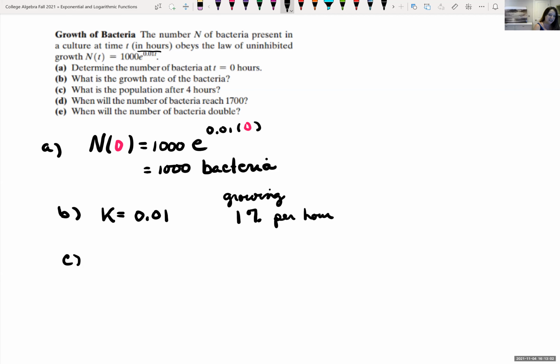So what's the population in 4 hours? We just want to use our formula for n of t, which we're given, and we're going to plug in 4 wherever we see t. And so this is equal to 1,000 e raised to the 0.01 times 4 in that exponent. So we're taking 1,000 and multiplying it by e raised to the 0.04.